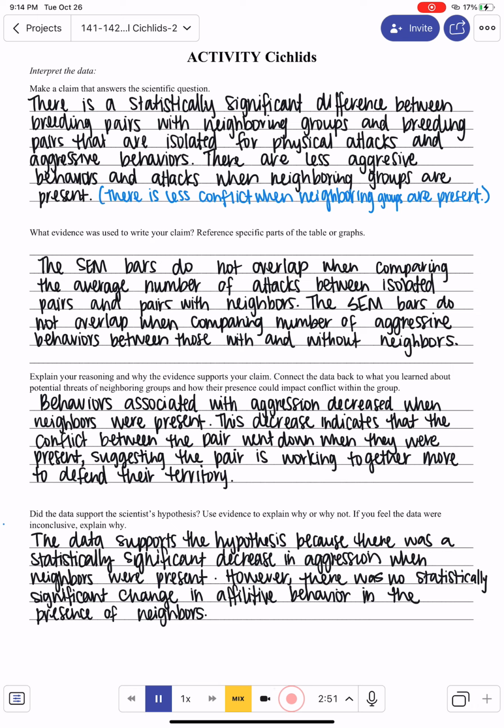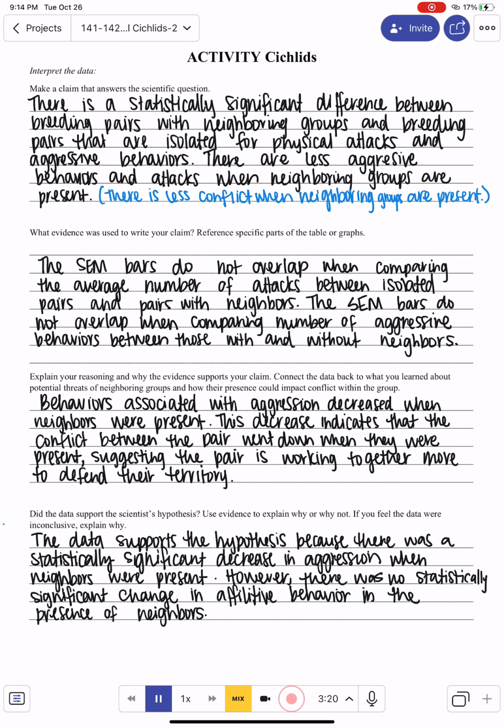The last part is, did the data support the scientist's hypothesis? Use evidence to explain why or why not, and if you feel the data was inconclusive, explain why. So looking at the data and comparing it to the hypothesis, I can see that the data supports the hypothesis because there was a statistically significant decrease in aggression when the neighbors were present.